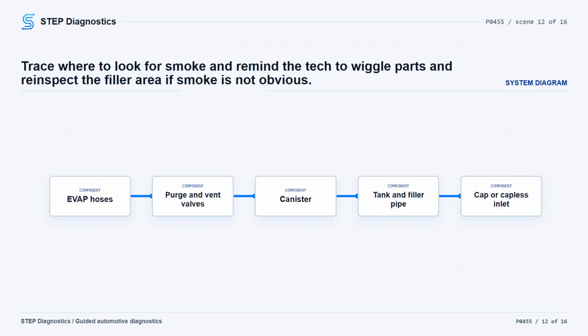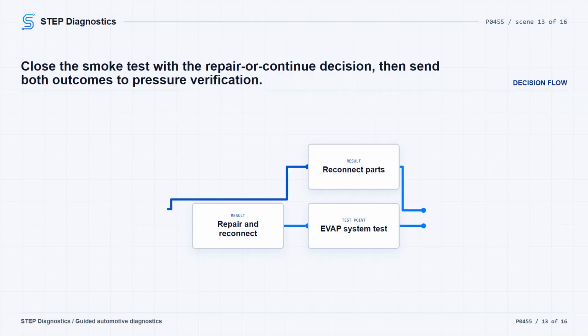Use a halogen spotlight along the EVAP path and look for smoke leaving the system. Check the EVAP hoses, purge valve, vent valve, canister, fuel tank, filler pipe, tank area, and the filler cap or capless inlet. Wiggle components and connections while you watch. If smoke is not found, visually inspect the filler pipe and filler inlet area because smoke under pressure may not reach a leak between the check valve and the cap or capless inlet.